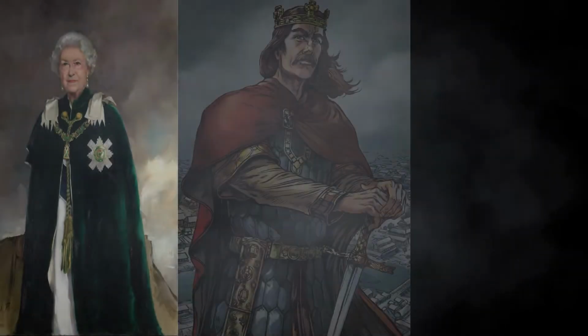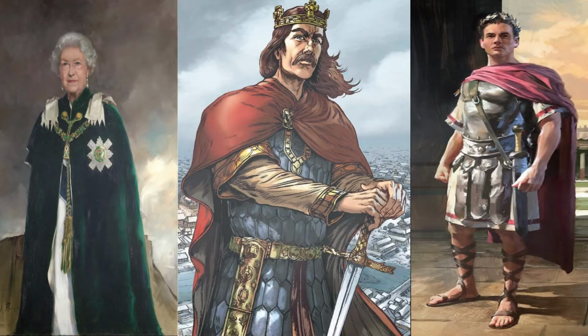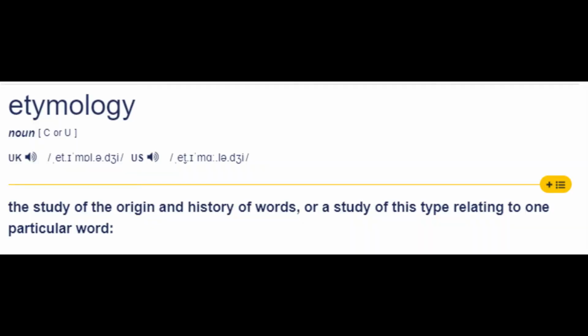However, what did it mean to be a king at that time? The roles of the Queen of England, Charlemagne, and Romulus were completely different, even though they all carried the title of king. Well, let's start with one of the funniest hobbies out there: etymology.